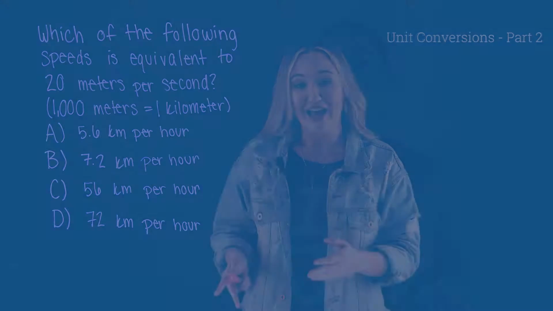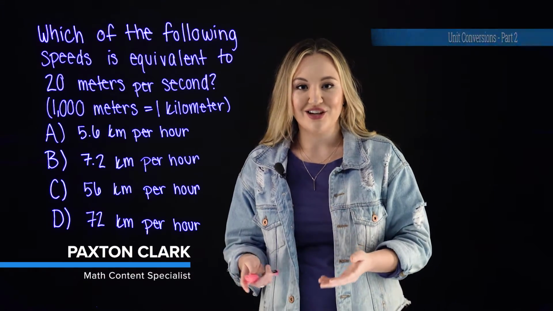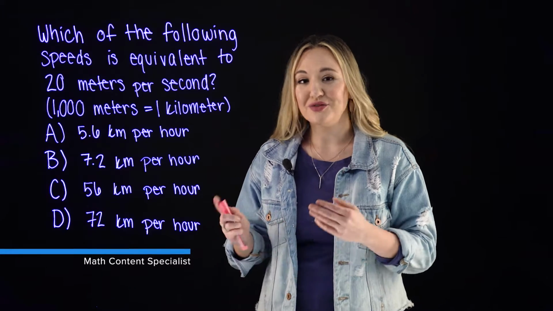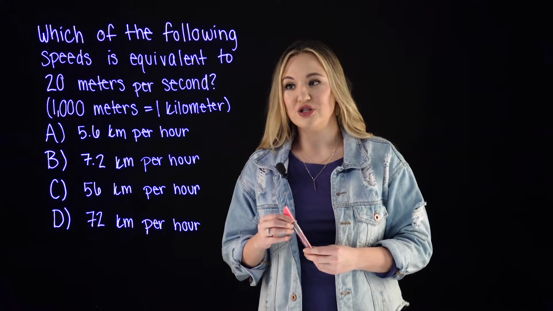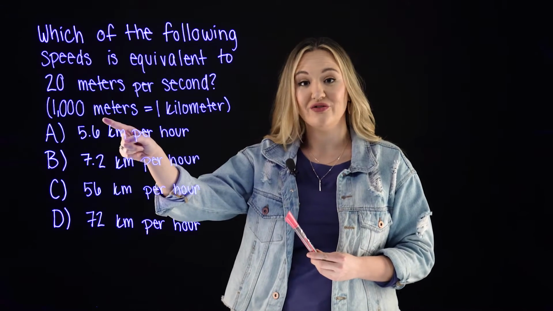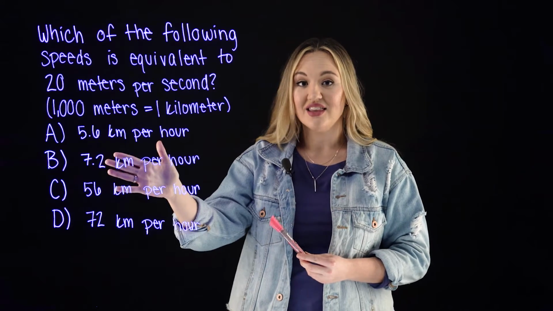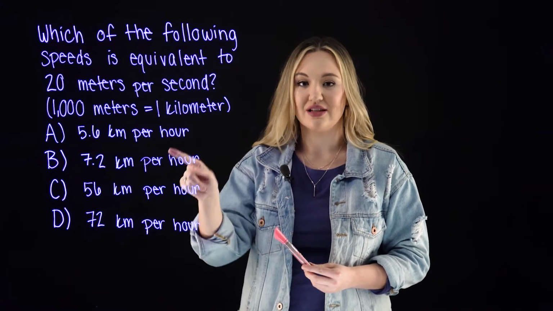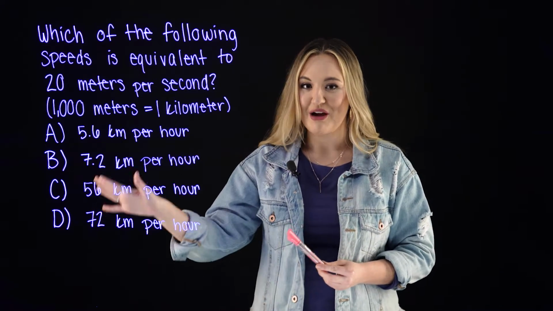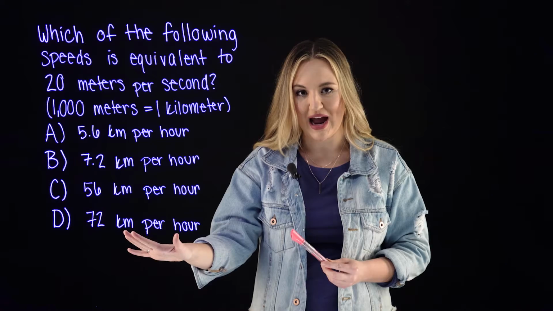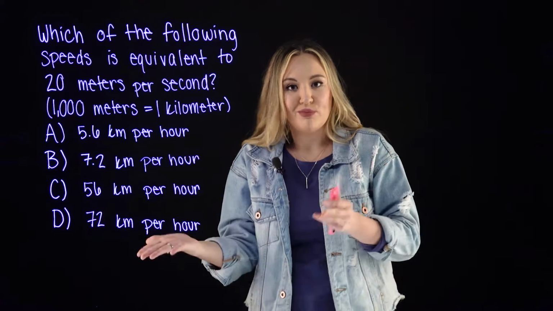Here's another real-life example, and this one can be found on our SAT Math question bank, so make sure you check that out. Okay, so this question says, which of the following speeds is equivalent to 20 meters per second, and it gives the conversion of 1,000 meters equals 1 kilometer. And then the answer choices are 5.6 kilometers per hour, 7.2 kilometers per hour, 56 kilometers per hour, and 72 kilometers per hour. So we're going to approach this the same way that we did our more basic problem.